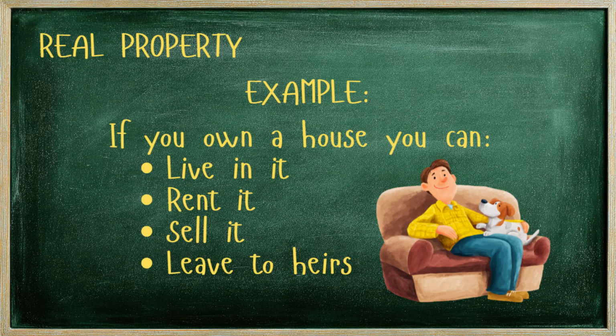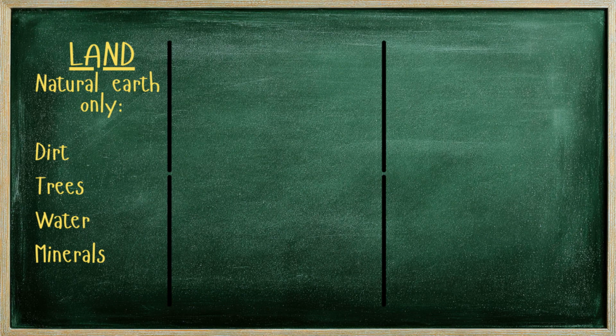Let me really simplify this. If you own a house, you can live in it, rent it, sell it, leave it to your kids. That is real property. Let's now compare all three: land, real estate, and real property, and put everything together.